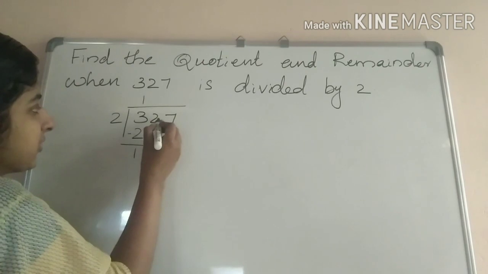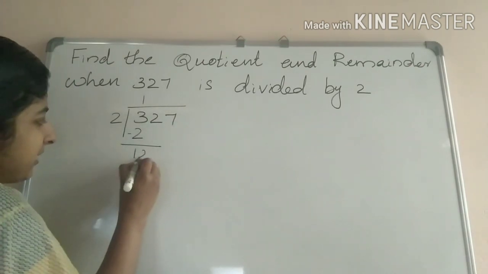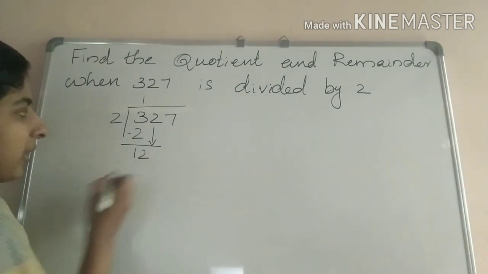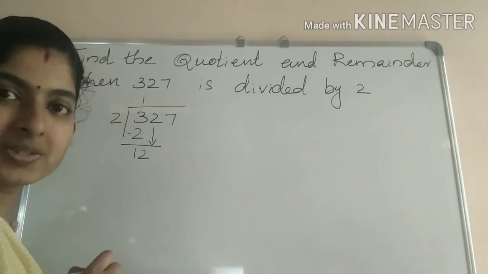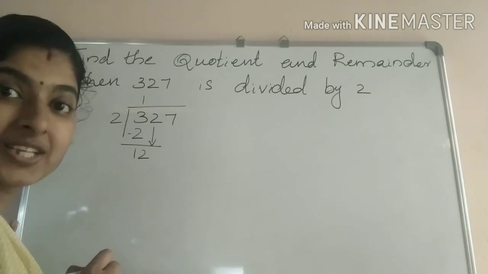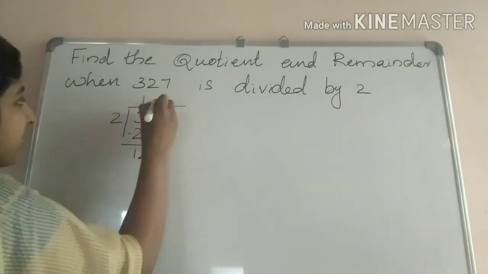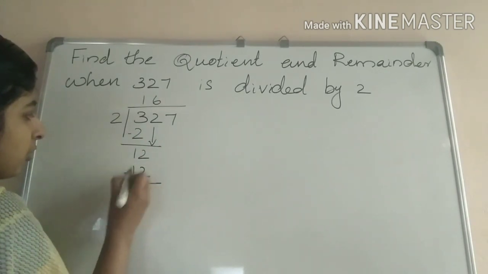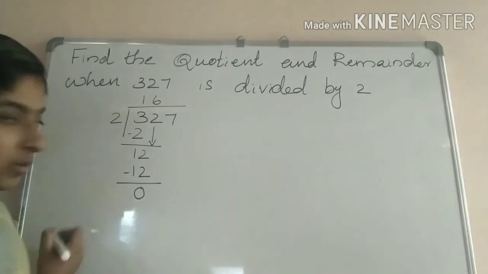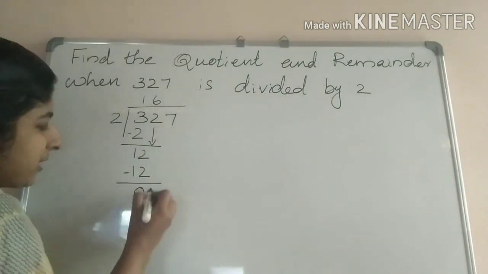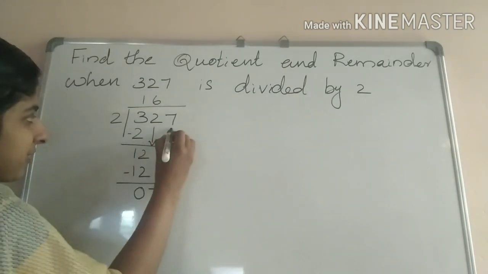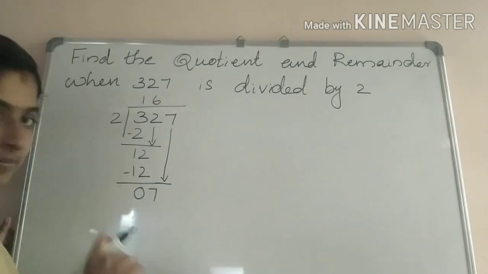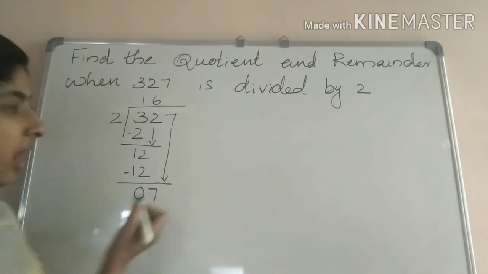Then this 2. We take this 2 here. Then here 12. 12 has how many 2's? Yes, 6 2's are 12, isn't it? So, 12 minus 12 is 0. Then this 7 is here. Okay. This 7 has how many 2's?